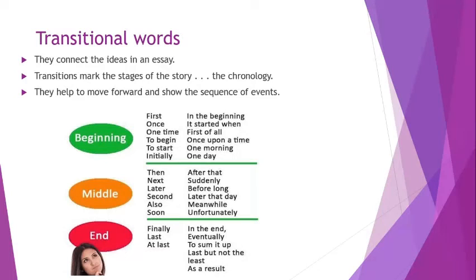Here we have some transitional words that are really useful when we write a process essay. They connect the ideas in an essay. Transitions mark the stages of the story, the chronology. They help to move forward and show the sequence of events.